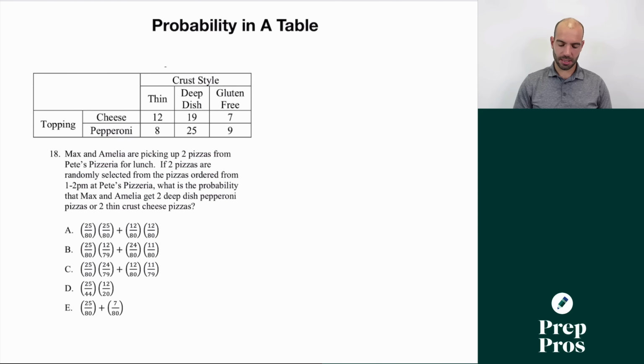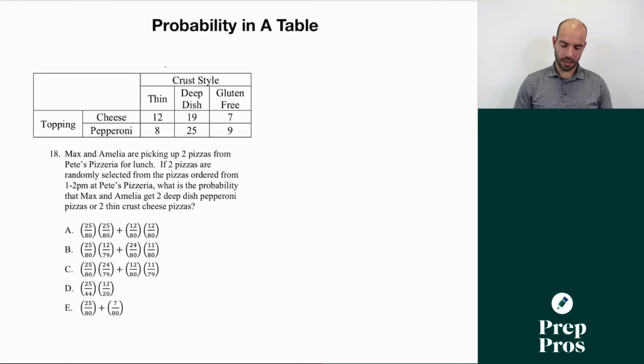If 2 pizzas are randomly selected from the pizzas ordered from 1 to 2 p.m. at Pete's Pizzeria, what is the probability that Max and Amelia get 2 deep dish pepperoni pizzas or 2 thin crust cheese pizzas? So the table here is showing us the pizzas that were ordered from 1 to 2 p.m. So what do we have to do?